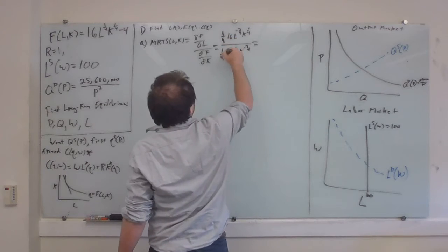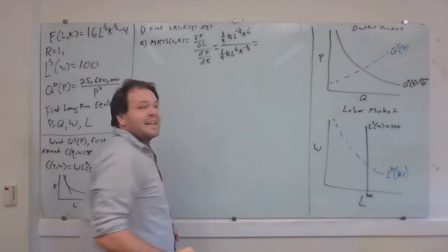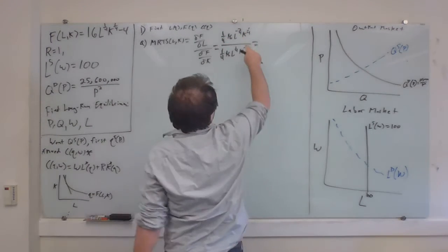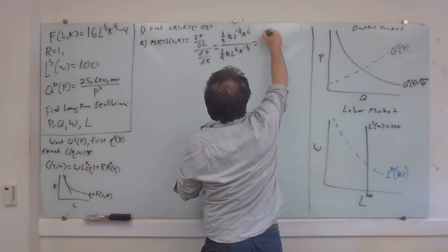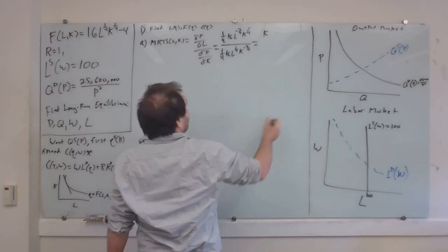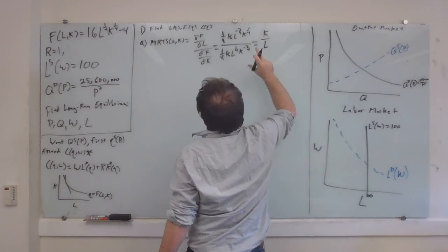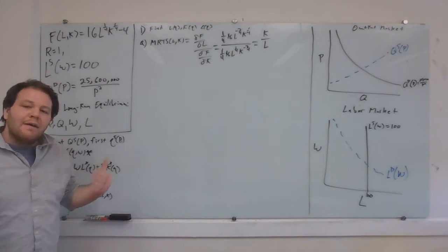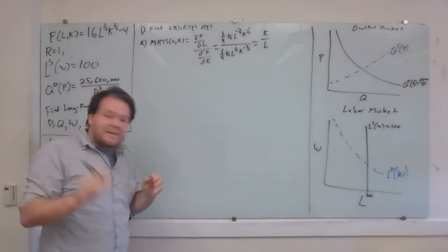So this whole thing simplifies. The 1/4s cancel, the 16s cancel. I end up with K to the 1/4 divided by K to the negative 3/4, which is K, and L to the negative 3/4 divided by L to the 1/4, which is 1 over L. So I end up with an MRTS of K over L. Beautiful, we're off to a great start.